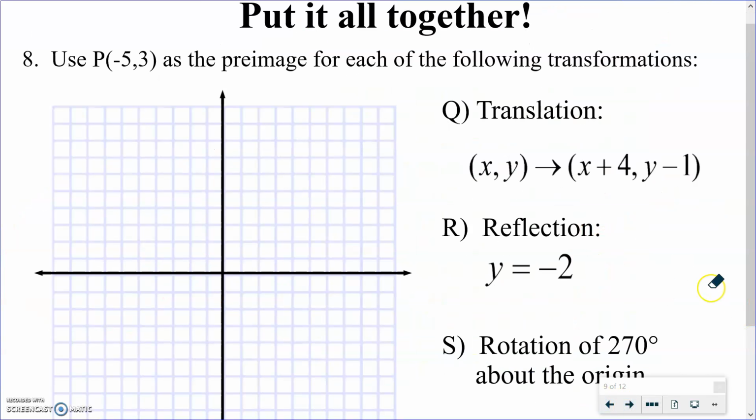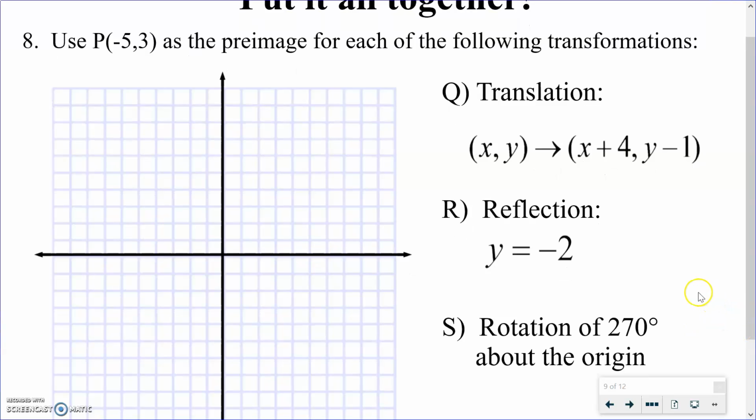Okay, so we are going to do a couple of translations and reflections, and then try to come up with one movement that would get us the same thing, okay? So we're going to start with P as negative 1, 2, 3, 4, 5, and then 3.